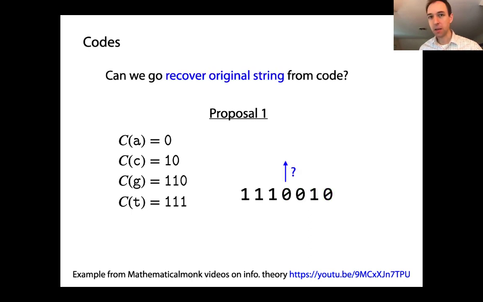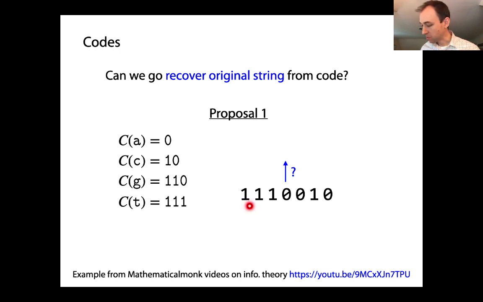But a question is, can I get back the original string once I've encoded it with this set of codes? So here's a new encoding. This is a new bit string. It's the bit string that corresponds to the encoding for some input string. Can I get back the original input string? Okay, so let's think through this. Let's go left to right, and let's see. My very first bit is 1. So I could be looking at the beginning of the code for C, 10, or the beginning of the code for G, 110, or the beginning of the code for T, 111. I don't know yet, so I have to keep going.